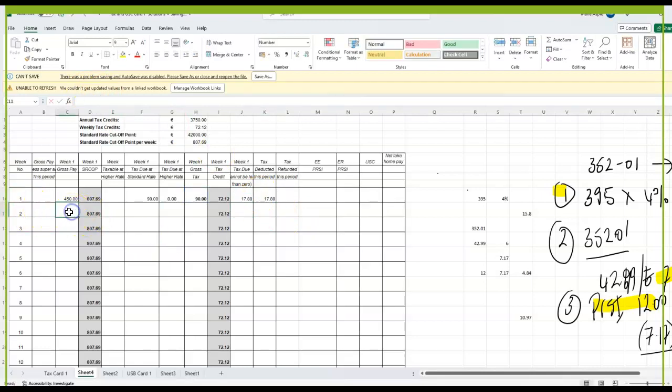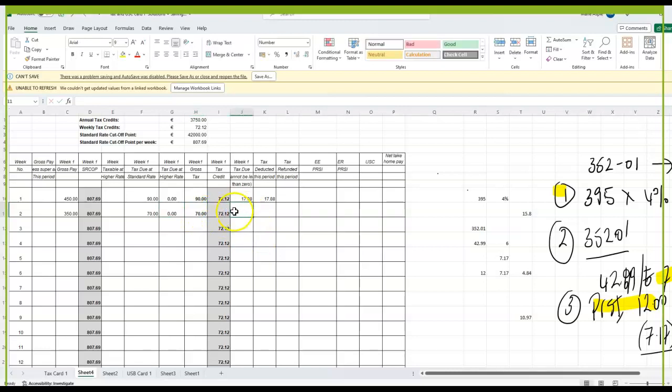If I earned less than that the next week, let's say I earned 350. Again, making a comparison, I've 808.69 this week, so all of the income is subject to 20%. No higher rate, 0, and we have €70. I have 72 to reduce it by 72.12, so therefore it's simply 0.